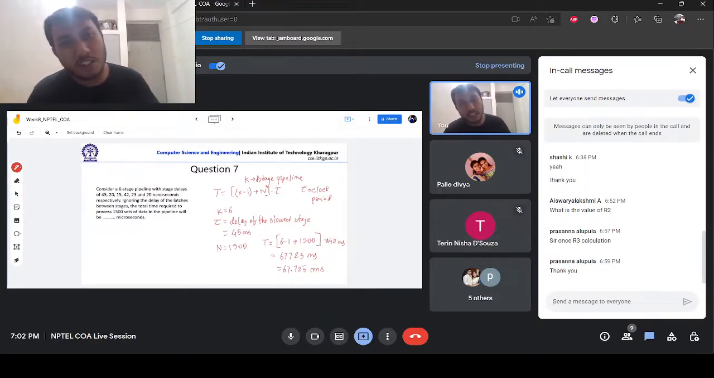So this one is clear. This is a pure formula, there is nothing else to do here. We substitute the value of K and tau. Tau is the delay of the slowest stage. The largest number among 45, 20, 15, 42, 23, 20 is 45, the slowest stage, so that is the clock period. Then N equals 1500, the number of data sets. Substitute the values and you will get the time required.